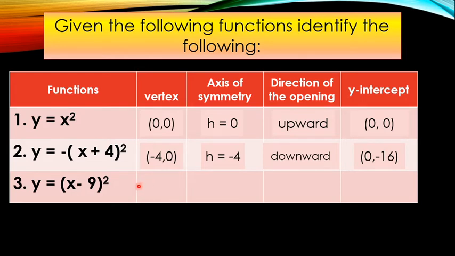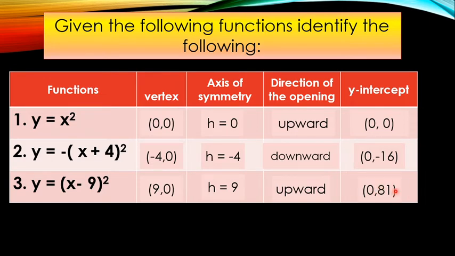Next, the vertex of (x minus 9) squared. So the value of h here is positive 9, and the value of k is 0. So we have (9, 0), or (h, k). Again, the value of h is 9, and k is 0. Then the axis of symmetry is the value of h, or the x value of our vertex. That is positive 9, the x value here. And the direction of the opening, since the value of a here is a positive number, therefore the graph opens upward. For the y-intercept, rewrite this into standard form of quadratic function, or you can simply multiply 9 times 9, and we get positive 81.